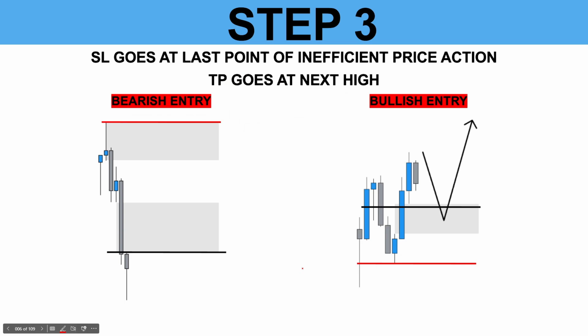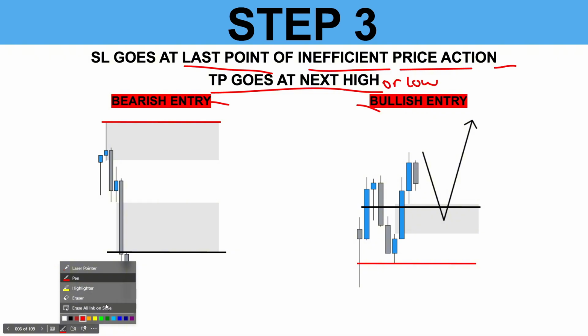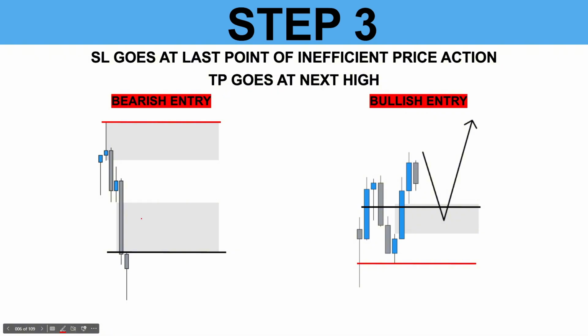The important part, SL and TP placement. Your SL goes at the last point of inefficient price action, and your TP goes at the next high or low, depending on what the market is. So I've got to add that in. Your TP goes at the next high or low, depending on whether we have a bearish entry or a bullish entry. So let's talk about what I mean by the SL goes at the last point of inefficient price action.